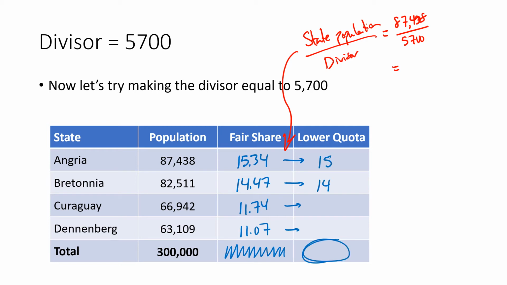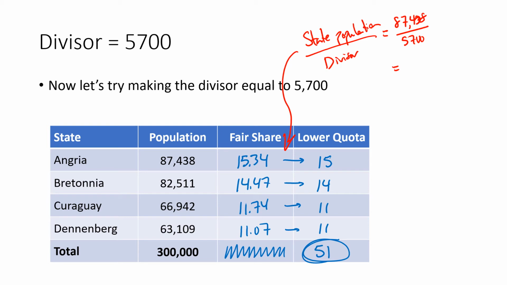So I get 15, 14, 11, and 11. And unfortunately, now those add up to 51. So we went too far, right? Remember in the previous slide, our divisor wasn't small enough, so we needed to make it even smaller to bump up the fair shares even more, but now we went too far. Unfortunately, this is really how Jefferson's process is going to work. We're just going to keep trial and erroring until we stumble on the right number.